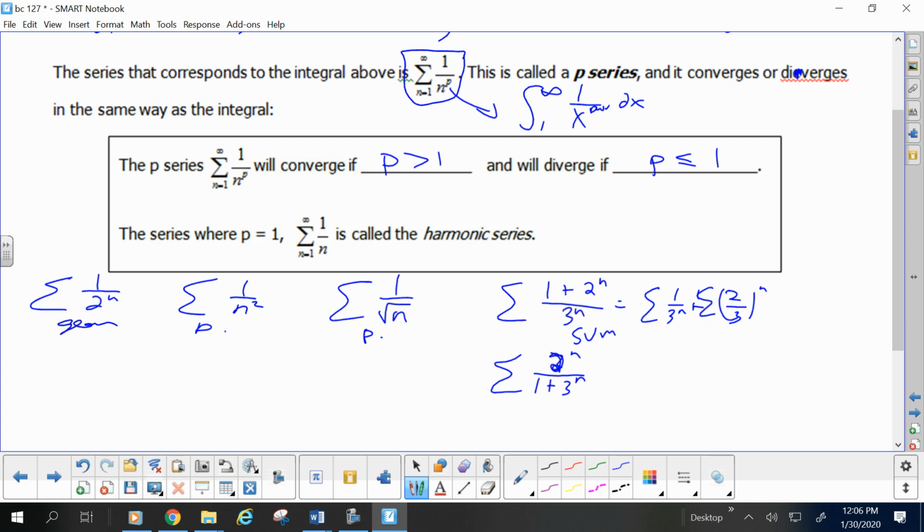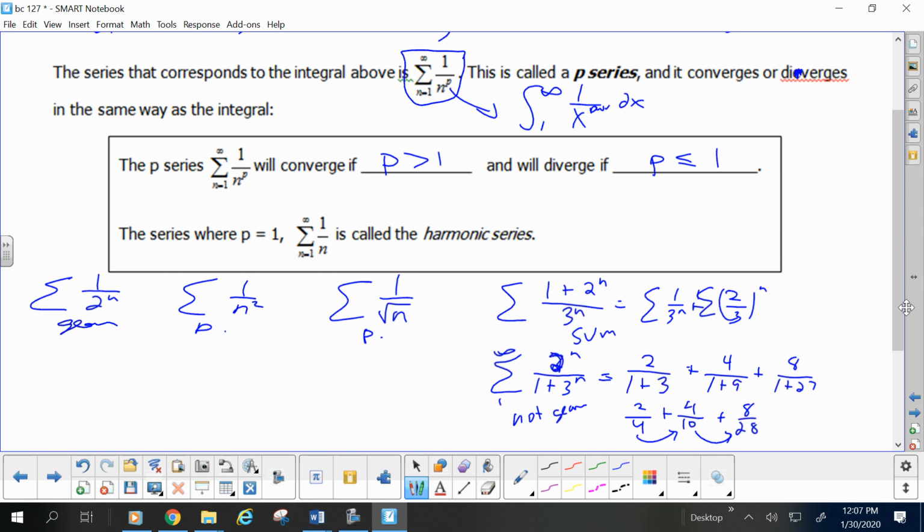If you look at a term or two, say it starts at 1, what's the first term? 2 over 1 plus 3, or 2 over 4. The second term? 4 over 1 plus 9, or 4 over 10. The next term? 8 over 20. Is this geometric? Is there a common ratio each time? No, this is not geometric. It varies a lot. When you start throwing in added constants, it messes the whole system up.